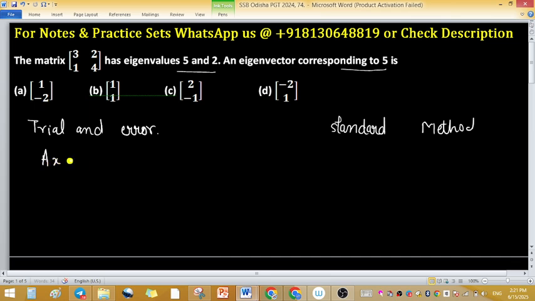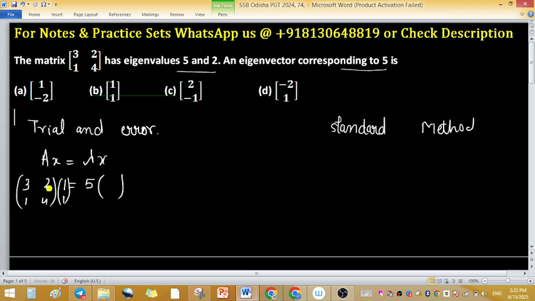Suppose x is an eigenvector corresponding to eigenvalue lambda. By the definition, Ax equals lambda x. The eigenvalue is 5, so we have suggestions for x, and matrix A is [3, 1; 2, 4]. Now put the given vectors in one by one. I am randomly choosing (1, 1) as in option B.